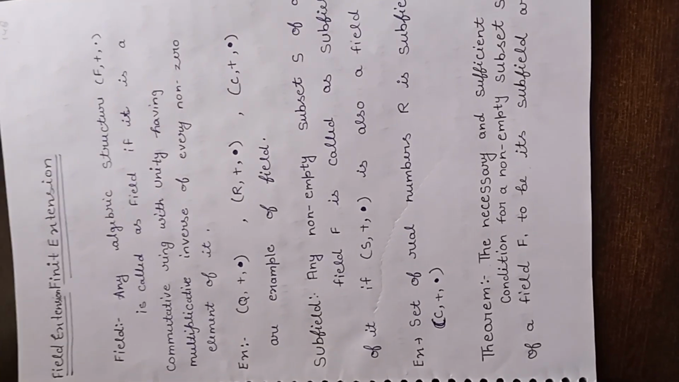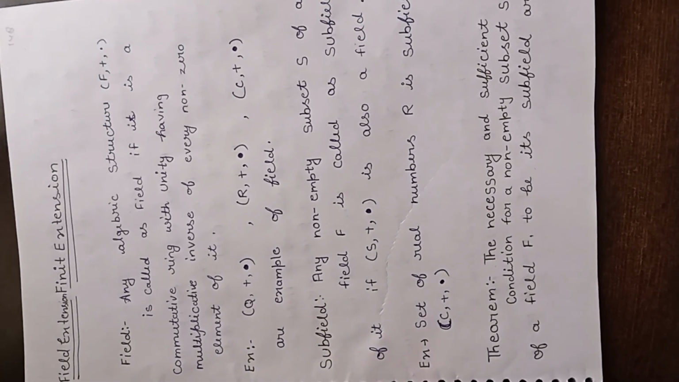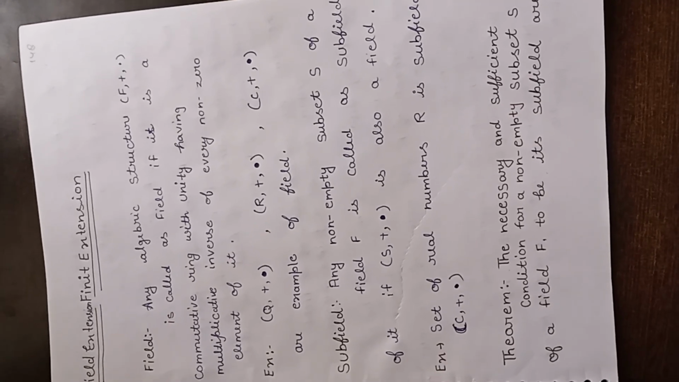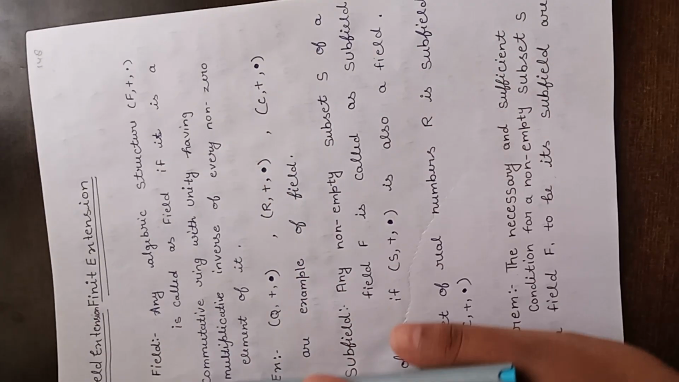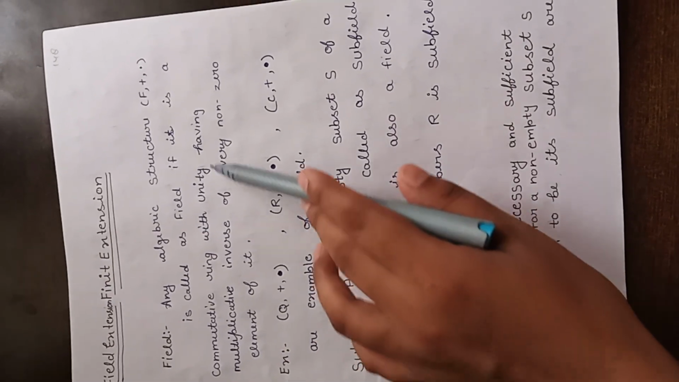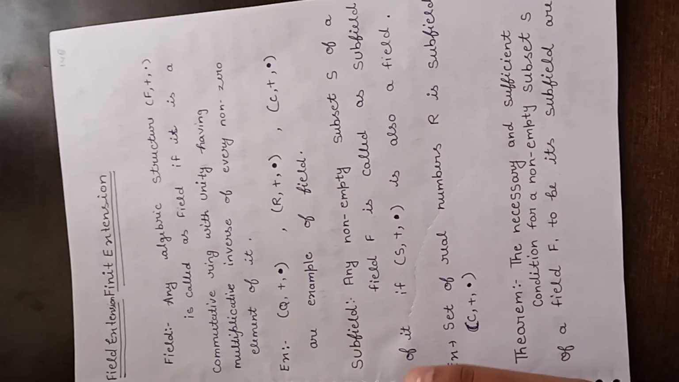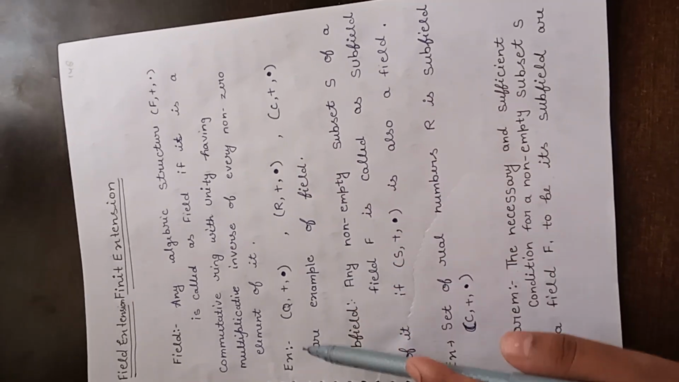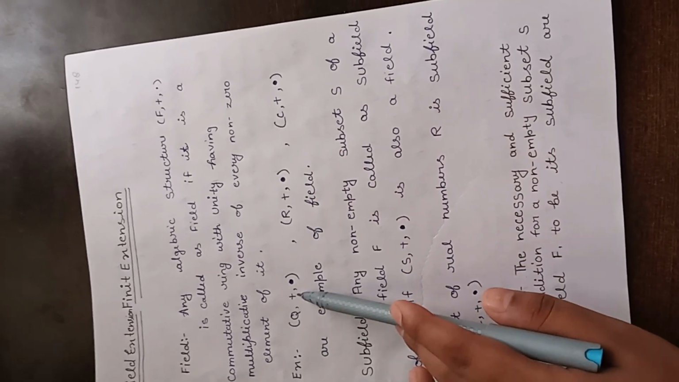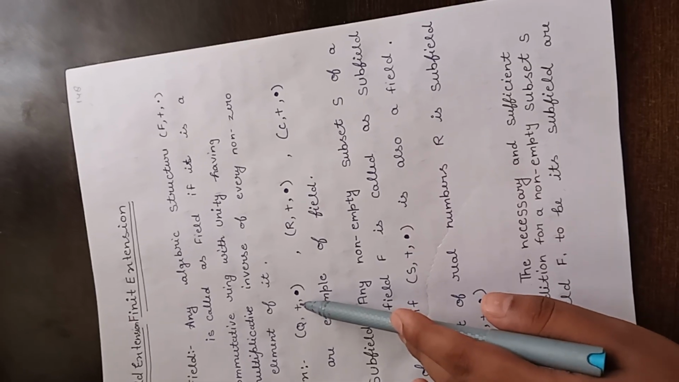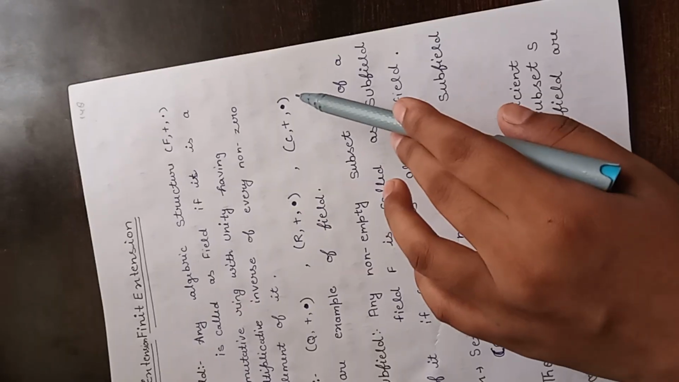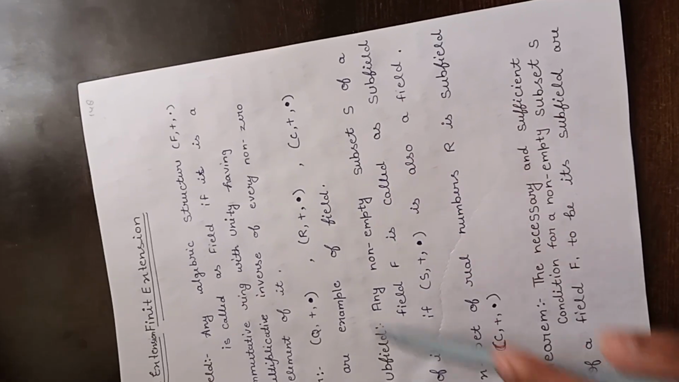Today's topic for discussion is field extension, finite extension. A field is any algebraic structure (F, +, ·) that is a commutative ring with unit, having a multiplicative inverse for every non-zero element. For example, (Q, +, ·), (R, +, ·) and (C, +, ·) are examples of fields.